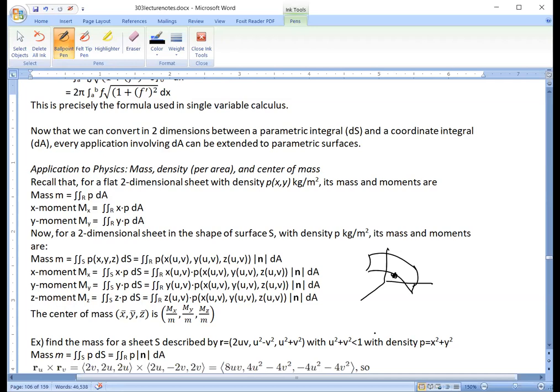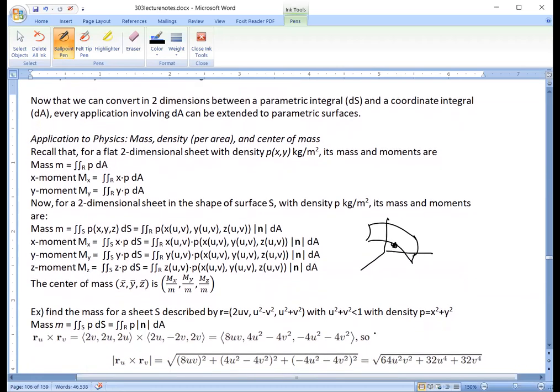Now you need the magnitude of that. Taking the magnitude, it's just going to be the first thing squared plus the second thing squared plus the third thing squared, square root of all that.